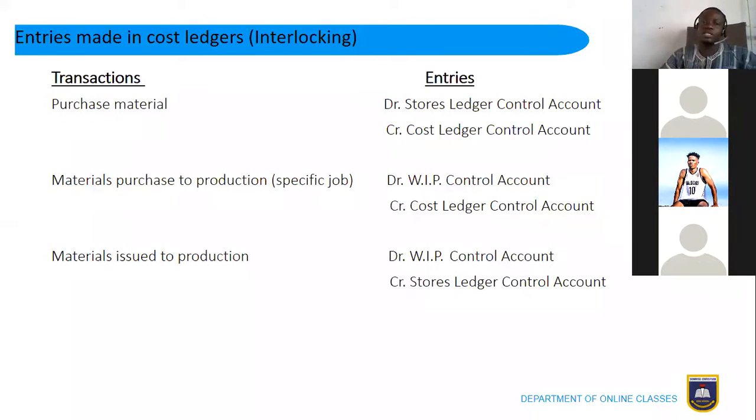The first transaction, we purchased. Goods are coming in. That is why we debited stores ledger control account. Okay? But here, we are issuing out. Material issued to production. You get it? So that is it. You are correct. So we are issuing out. Therefore, we have to credit the account. Okay? Material is leaving the store. All right. Please, before I move on to the next slide, any question?